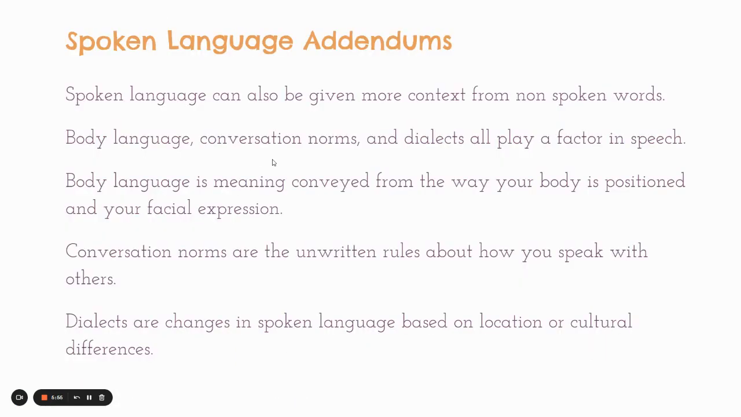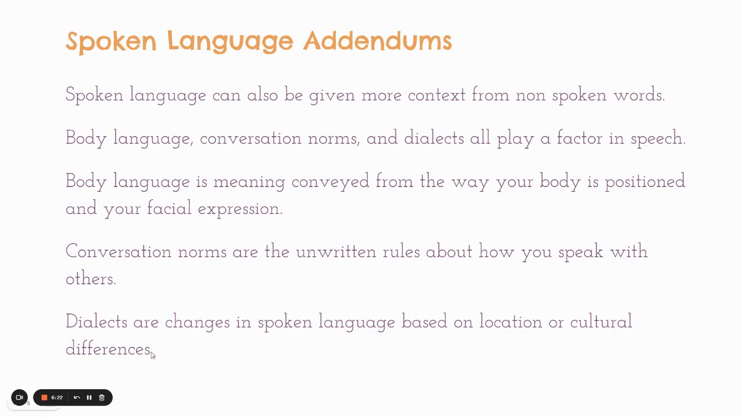Some other interesting things we want to say when we're talking about spoken language. Spoken language can also be given more context from non-spoken words. Body language, conversation norms, and dialects all play a factor in spoken language. Body language is meaning conveyed through how your body is positioned and your facial expressions. Conversation norms are like the unwritten rules about how you speak with others. And dialects are the changes in spoken language based on your location or cultural difference.